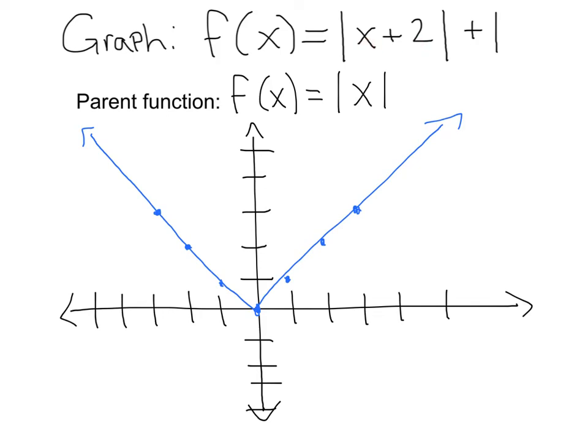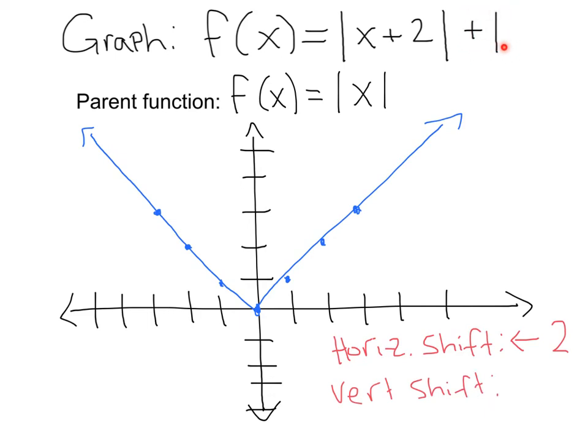This is grouped, so my horizontal shift is going to be the opposite 2. So that's going to be in the left direction 2, because this was positive and it's grouped, so we do the opposite. So we're going to shift left 2, and my vertical shift is going to be what's outside of the grouping. In this case, that's 1, and remember, that's going to stay the same. So my vertical shift is going to be up positive 1.